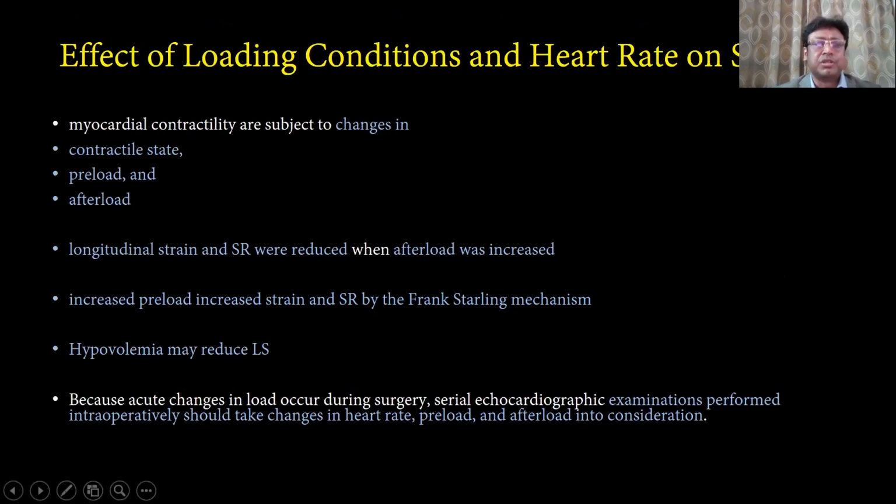Then there are loading conditions, especially because we are talking about assessment of strain in the intraoperative period. Myocardial contractility, we know, changes with contractile state, preload and afterload. So global longitudinal strain would change with increasing afterload. In fact, if the afterload increases, the strain and strain rate are reduced. If there's increased preload, there'll be increasing strain, and hypovolemia can reduce strain.